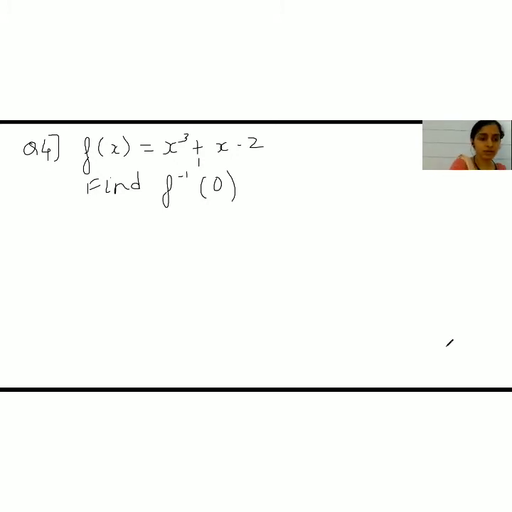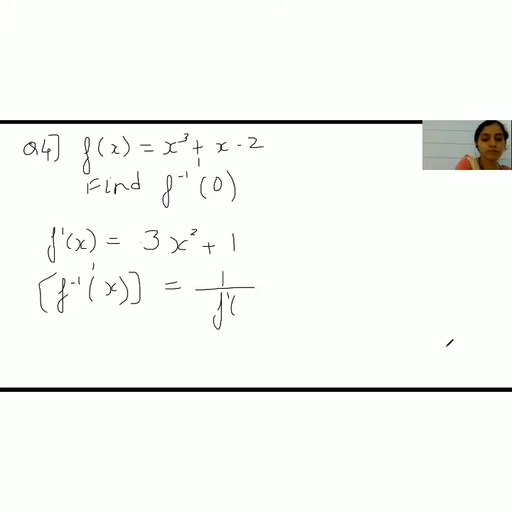So first let us find f dash of x, right? That is dy by dx, right? So differentiate f of x with respect to x. So we have 3x square plus 1 as your derivative, f dash of x. Now, what is f inverse dash of x? It will be 1 upon f dash of x, which is equal to 1 upon 3x square plus 1.